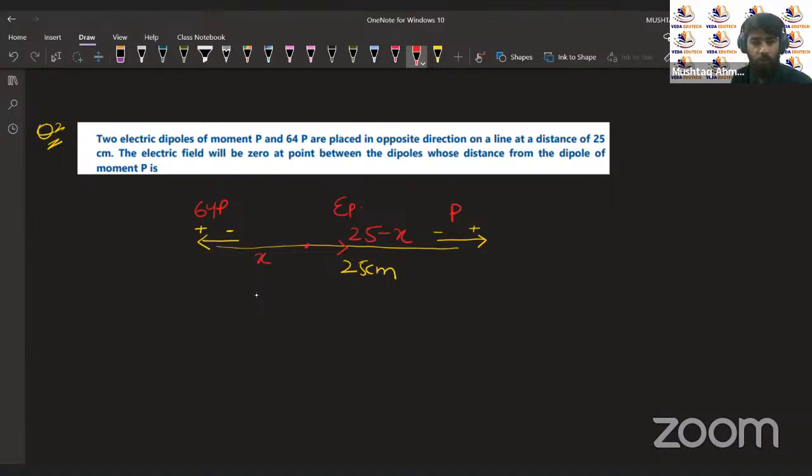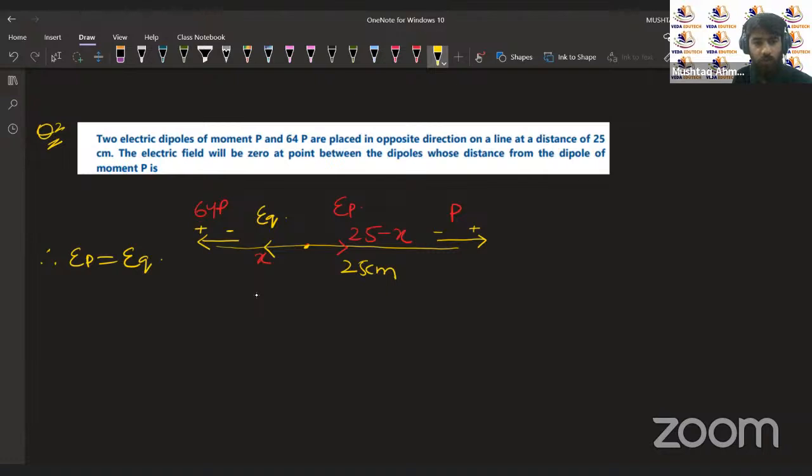And because of this dipole, the electric field will once again be along the dipole moment of 64P. So it will be in this direction. Let me call this EQ, right? So the net electric field has to be zero. The net electric field will be zero only if the two electric fields cancel each other, that is, the magnitude of EQ is equal to EP. So EP has to be equal to EQ, so that the net electric field at some point between the two dipoles is zero, right?